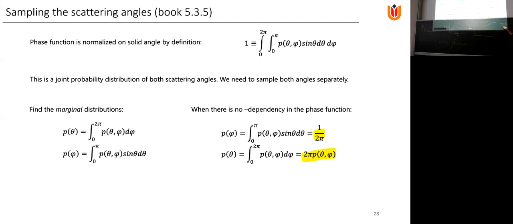Okay, and then because it's the PDF, it's normalized. So that means that by definition, the integral from 0 to 2 pi of p of phi equals 1. So if this is constant, this integral normalized would be C1 times 2 pi is 1. So C1 is 1 over 2 pi. Okay, yeah, from the normalization.